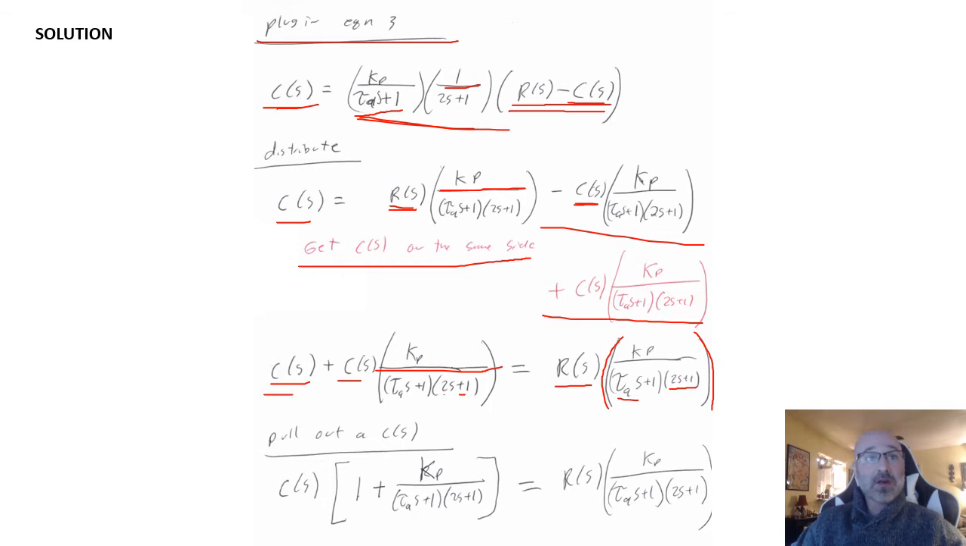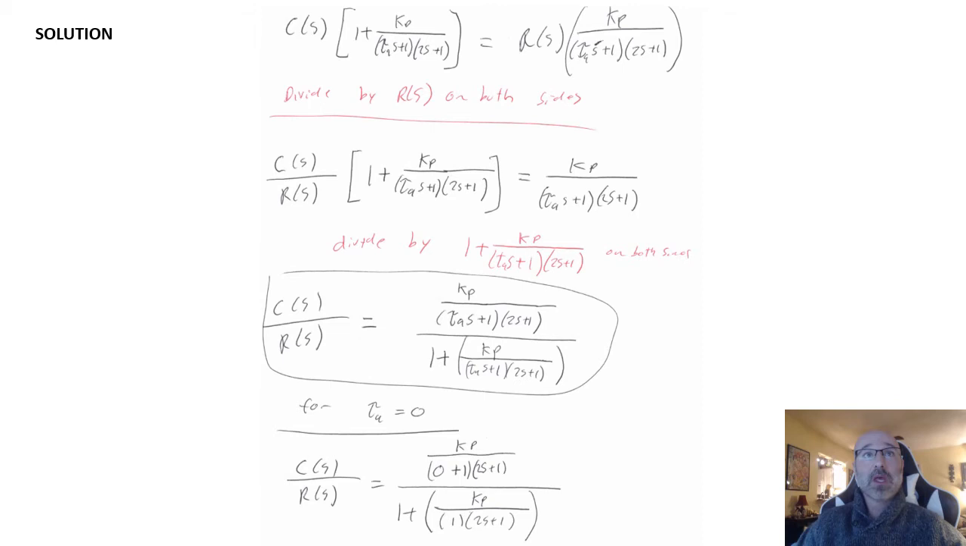So what I realize here is I can pull out a C of s. So I pull that out, and it's C of s times 1 plus K sub p over tau A s plus 1 times 2s plus 1, which is equal to, my right-hand side doesn't change at all. That stays the same. So from this point, now that I have C of s on one side on its own, I want to get it completely alone. So I'm going to divide through by R of s on each side here.